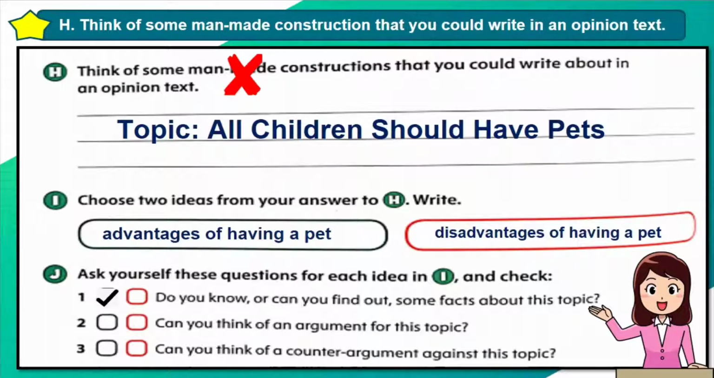Okay, number 2, can you think of an argument for this topic? Of course, we already have the argument: the advantages and disadvantages, or the people who like to have pets or agree to have pets, or the people who don't agree to have pets. Okay, number 3, can you think of a counter argument against the topic? So yeah, that's already what I've said. So positive for number 2, and then for number 3, the negative sides. Okay, so it's easy, right?